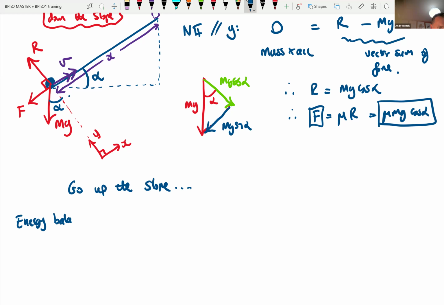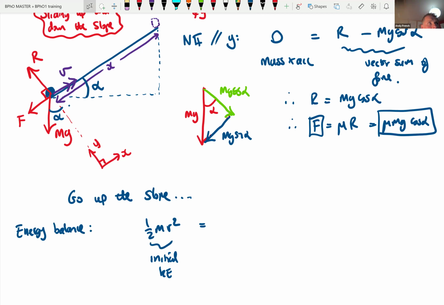Excellent. So our energy balance, we're going to start off with a half mv squared, our initial kinetic energy, all right. And as it goes up the slope, we're going to gain some gravitational potential energy. We're going to do work against gravity, but we're also going to do work against friction. So the work that we do against gravity is mgh. Now h in this case, let's put that there. That will be h here. That's the little height. So mg, and the height is going to be x sine alpha. Again, it's always a good idea to label what we've got, and that's the GPE gain.